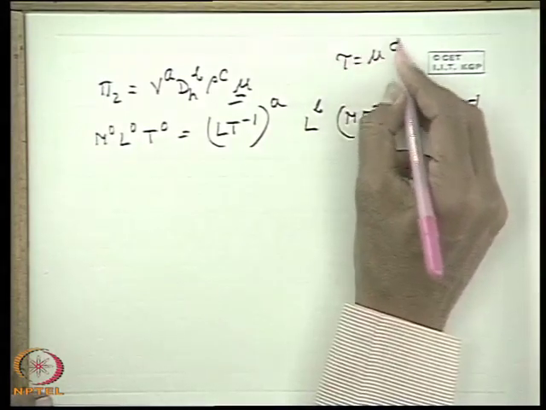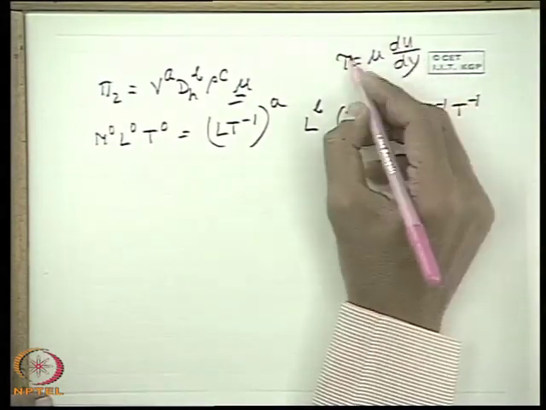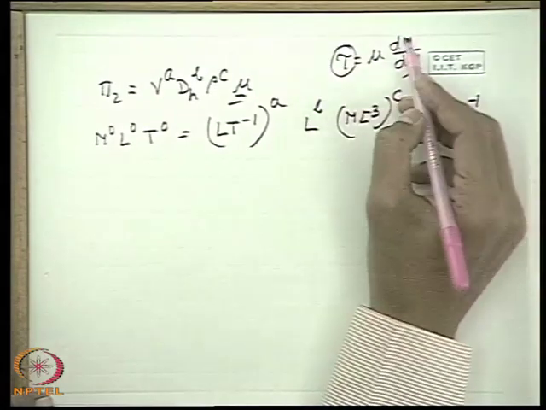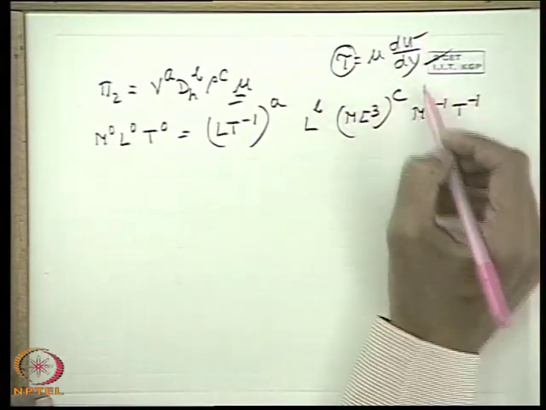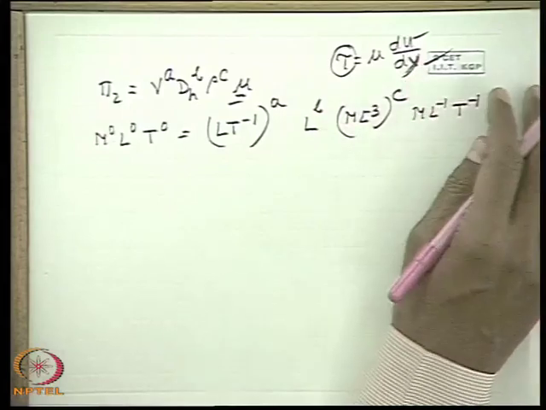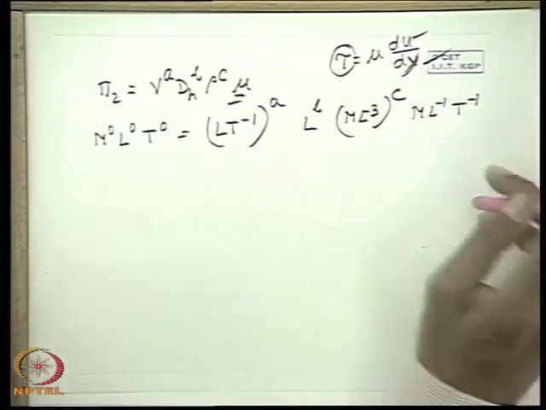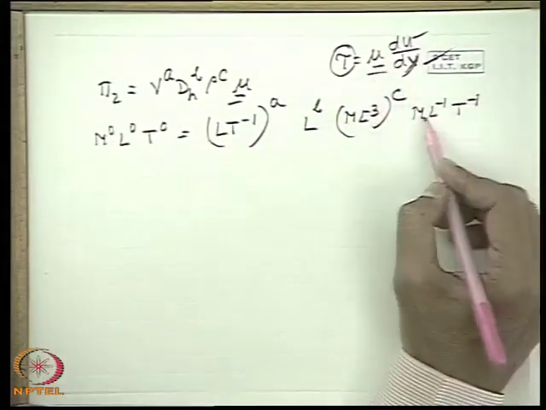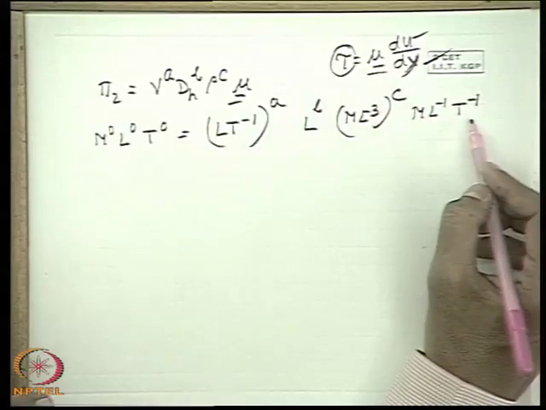Where from will you derive the dimension of mu? Tau is equal to mu du by dy. You know the dimension of stress. You know the dimensions of u, and you know the dimensions of y. This is done at school level, I know. So you cannot tell me that you don't know that the dimension of mu is M L to the power minus 1 T to the power minus 1.